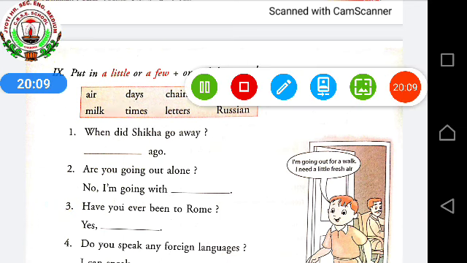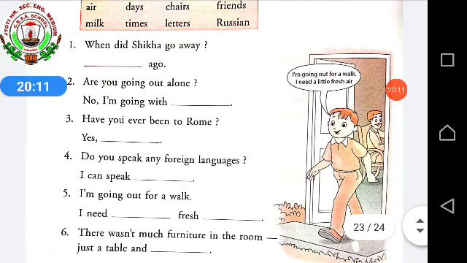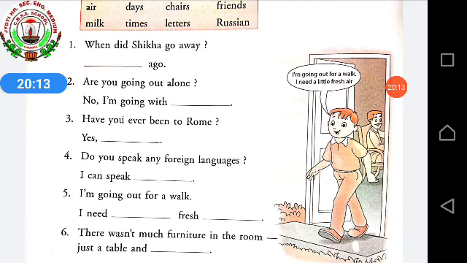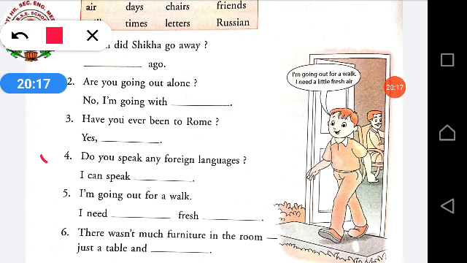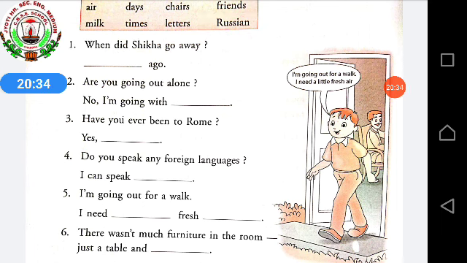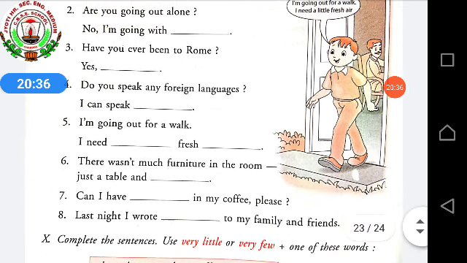Next one. Do you speak any foreign languages? I can speak Russian. So what will you be writing? Russian. Can you count Russian? No. So what will you be writing? I can speak a little Russian.